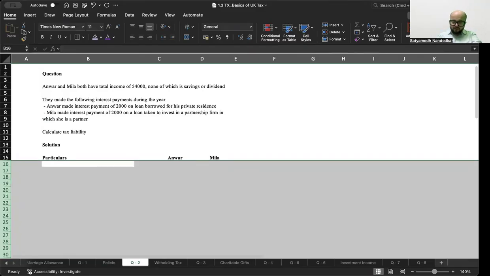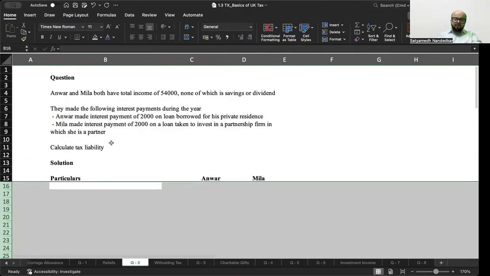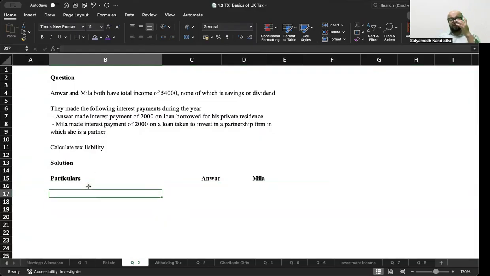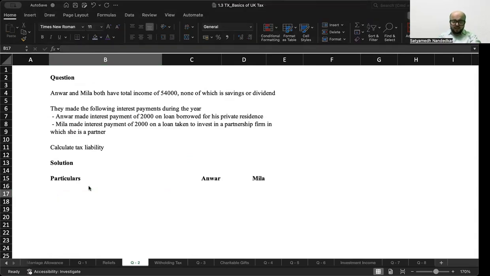Let's have a look at a simple question to illustrate. Anwar and Meela both have total income of 54,000, none of which is savings or dividend. Okay, they made the following interest payments during the year. Anwar made interest payments of 2,000 on loan borrowed for his private residence. Meela made interest payment of 2,000 on loan taken to invest in a partnership firm in which she is a partner. See, Anwar used this loan for purchasing his private residence, and he paid interest on that. That loan does not qualify.